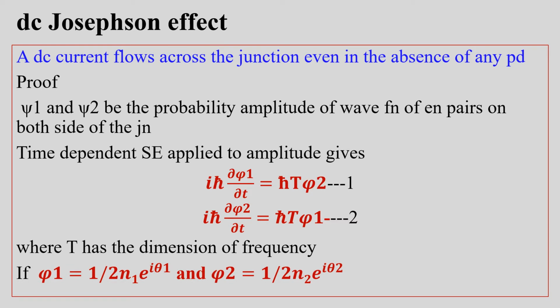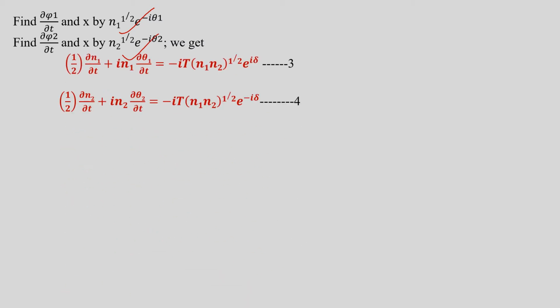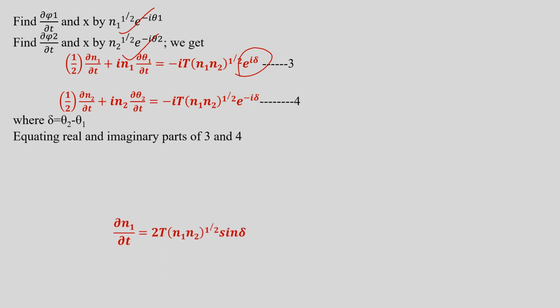If psi1 is equal to square root of n1 e raised to i theta 1 and psi2 equal to square root of n2 e raised to i theta 2, we can find dou psi1 by dou t, dou psi2 by dou t and substitute for psi1 and psi2. After this, multiplying first equation by n1 raised to half e raised to i theta 1 and second equation by n2 raised to half e raised to minus i theta 2, we get these two equations. We know that e raised to i delta is equal to cos delta plus i sin delta. Using this expansion and equating real and imaginary parts, we get these four equations.